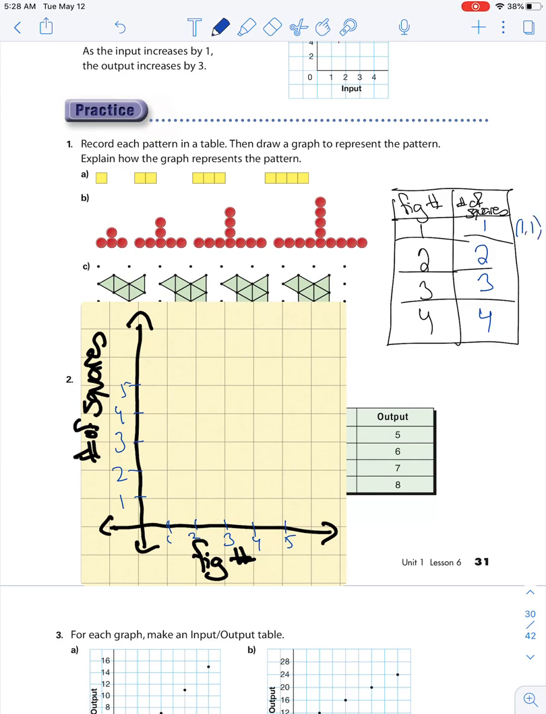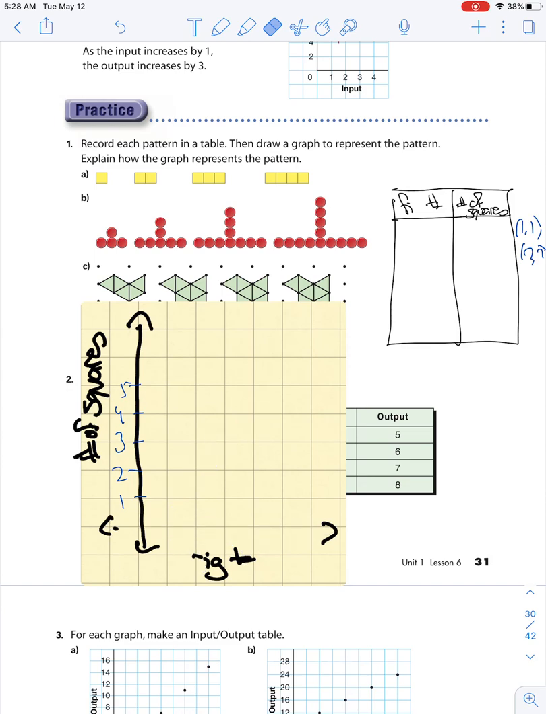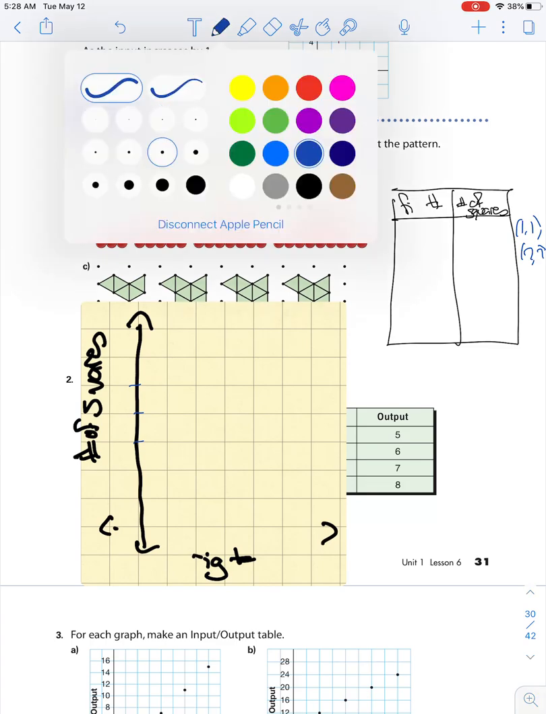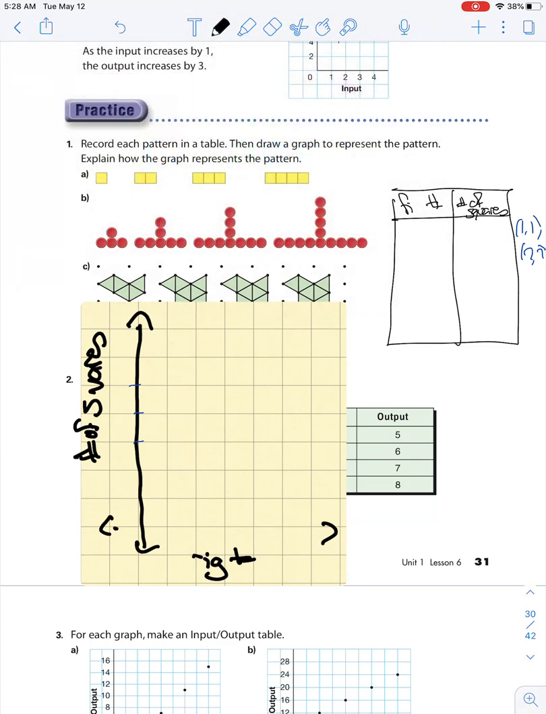Okay, and then we know that our ordered pairs are like 1, 1, right? 2, 2. This one's an easy one. So it's going to be like this. Okay, that's the first one. Next one is, okay, I'm going to erase this. Then, let's see, the second one.